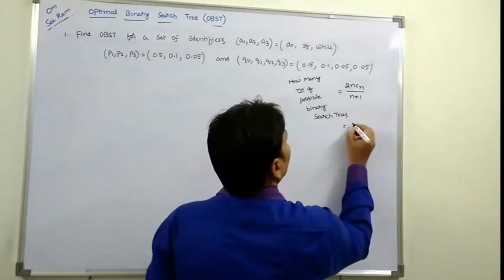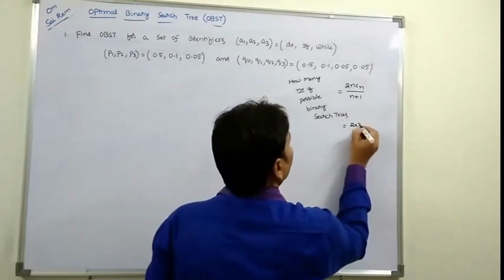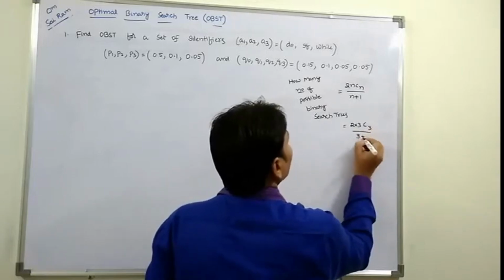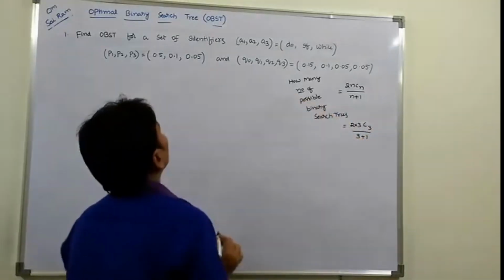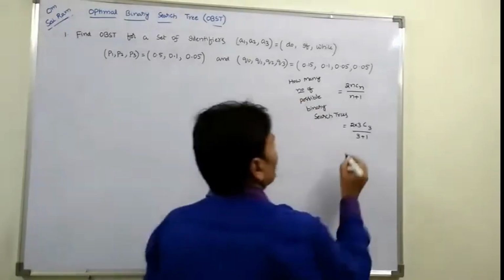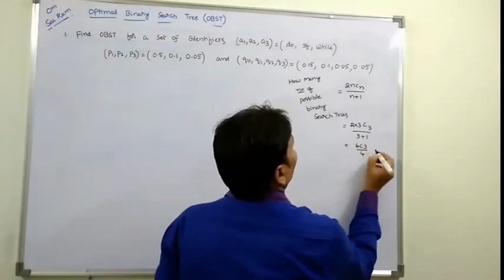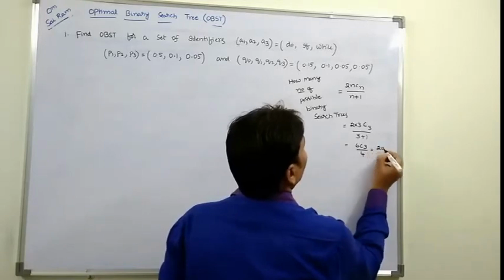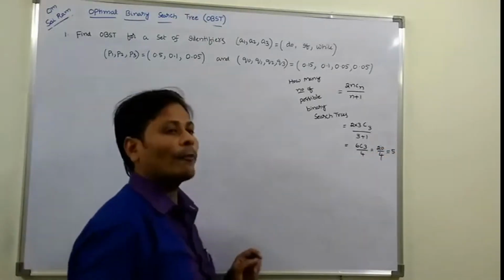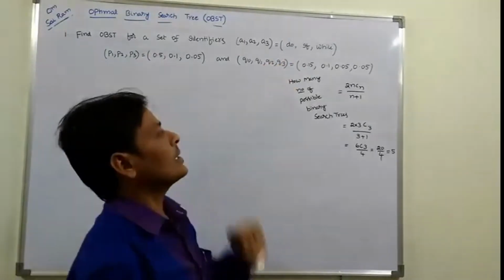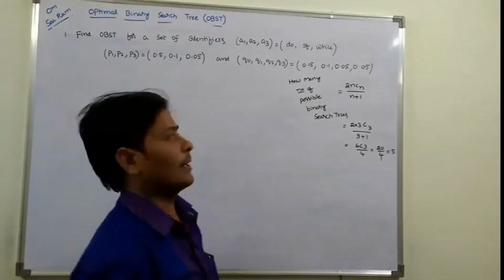That is equal to 2, n value is 3, so 6C3 divided by 3 plus 1. n is nothing but the number of identifiers. So that is 6C3 divided by 4, so that is 20 divided by 4, which is equal to 5. Five binary search trees can be constructed using these three identifiers.